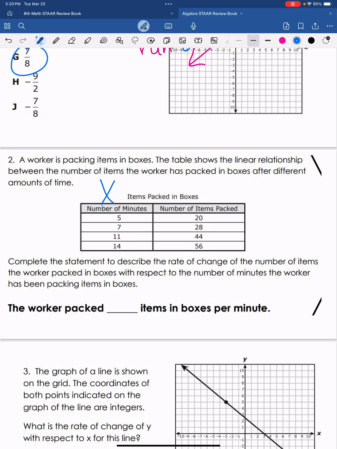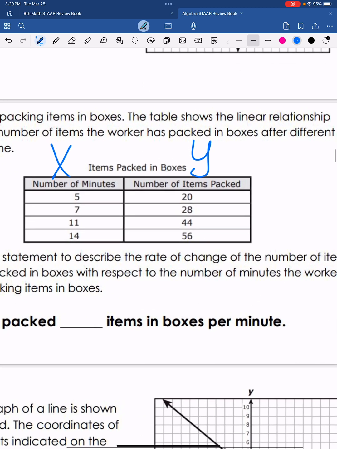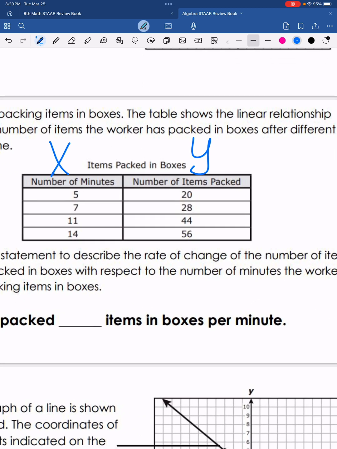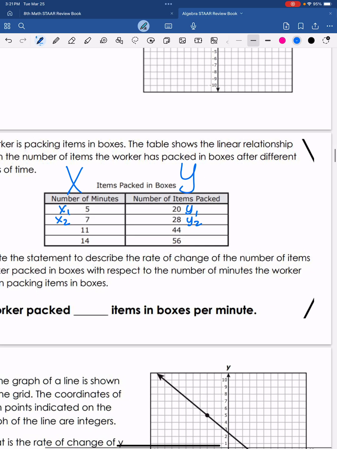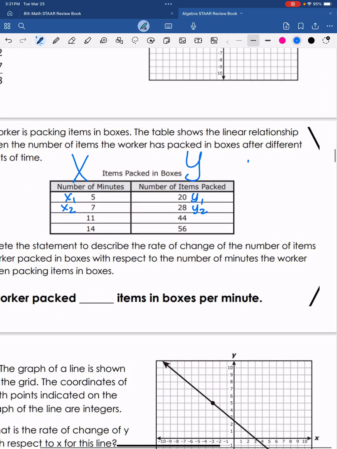So for this one, our first column is going to be X and our second column is going to be Y. We label our first point as x1, y1. Our second point gets x2, y2. After we've labeled our points, we use our slope formula. This is on your formula chart. You don't have to memorize this. So that's our formula that we're going to use.